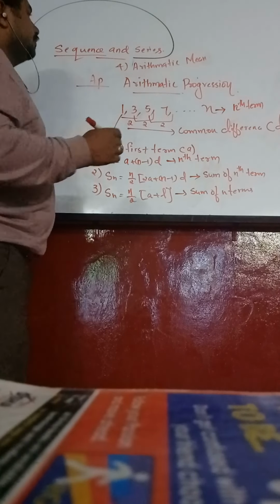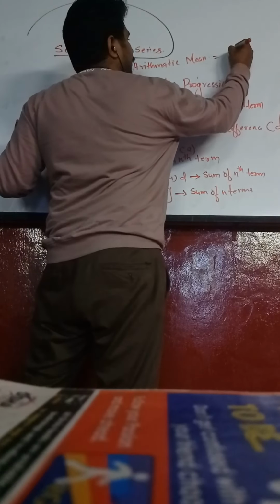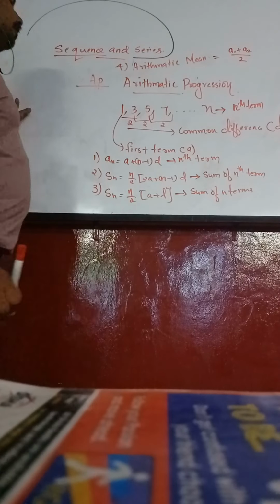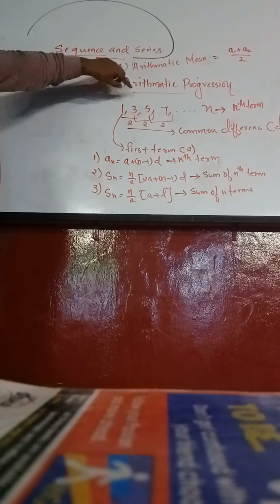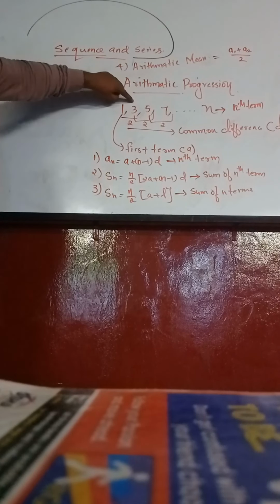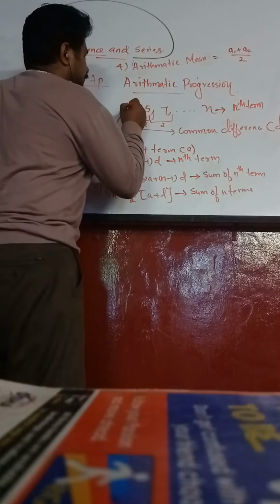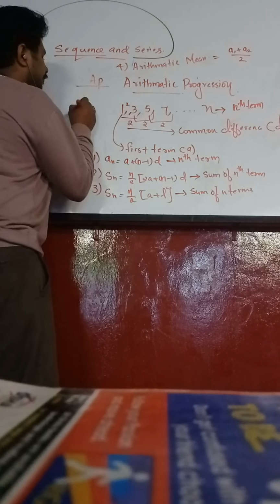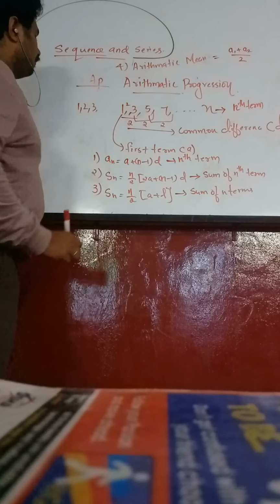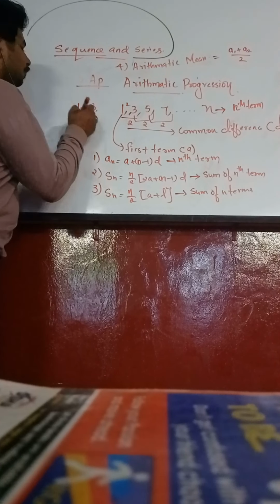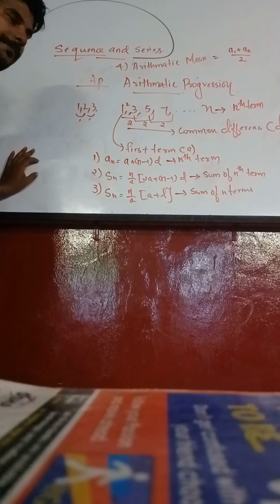Okay, here the equation is given by (a1 plus a2) by 2. Here a1 is 1, a2 is 3. So 1 plus 3, 4 by 2. We can insert the 2 here. So the AP will become 1, 2, 3, which is an arithmetic progression. What is the difference here? 1. You get it?